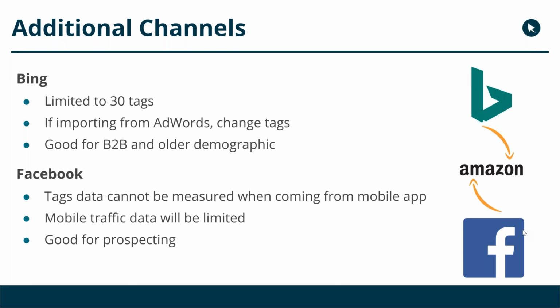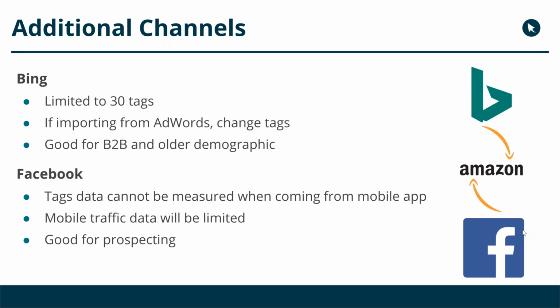In addition to that, Facebook is definitely worth talking about, at least for a little bit here. The main drawback to Facebook currently is that tags cannot be measured when coming from the mobile app, which really hurts a lot since so much of Facebook's traffic is coming from a mobile device. Essentially, why this happens is if you're in the Facebook app and you click on an advertisement that might have a tagged source in there, for whatever reason, when you're in the mobile app and it opens up Amazon through the app, that tag gets lost and is not able to be reported on.